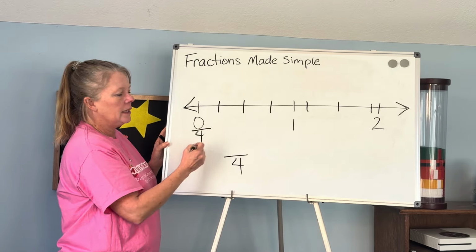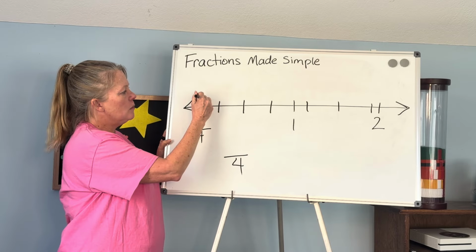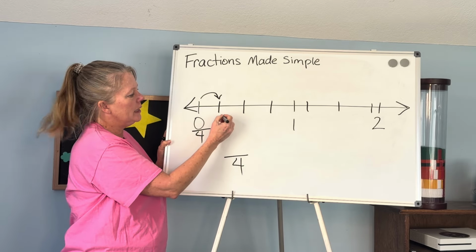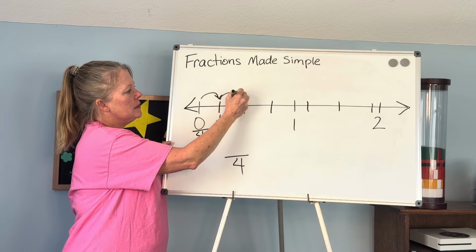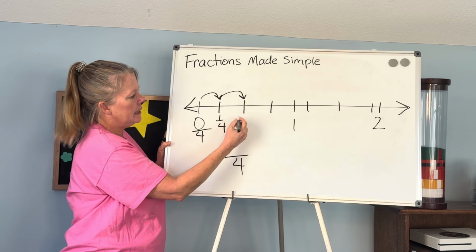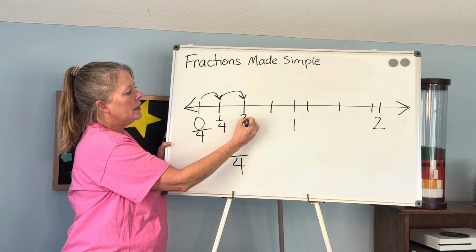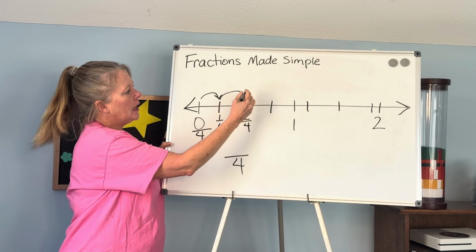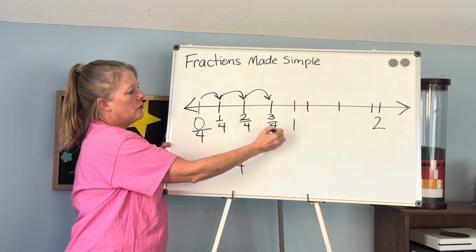So we start at 0. Actually, 0 can be a fraction, so 0 fourths. And then when we jump 1 size, we end up at 1/4. And then we're going to jump the same size, the same distance, and now we've gone a fourth and another fourth, and now we're at 2/4. Oh, and if we do it one more time, we're going to be at 3/4.